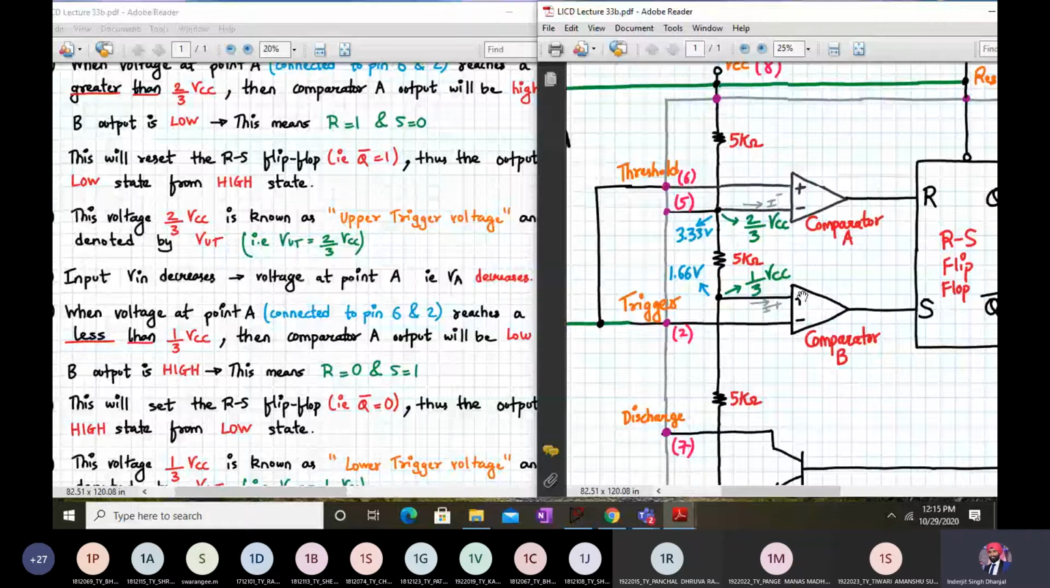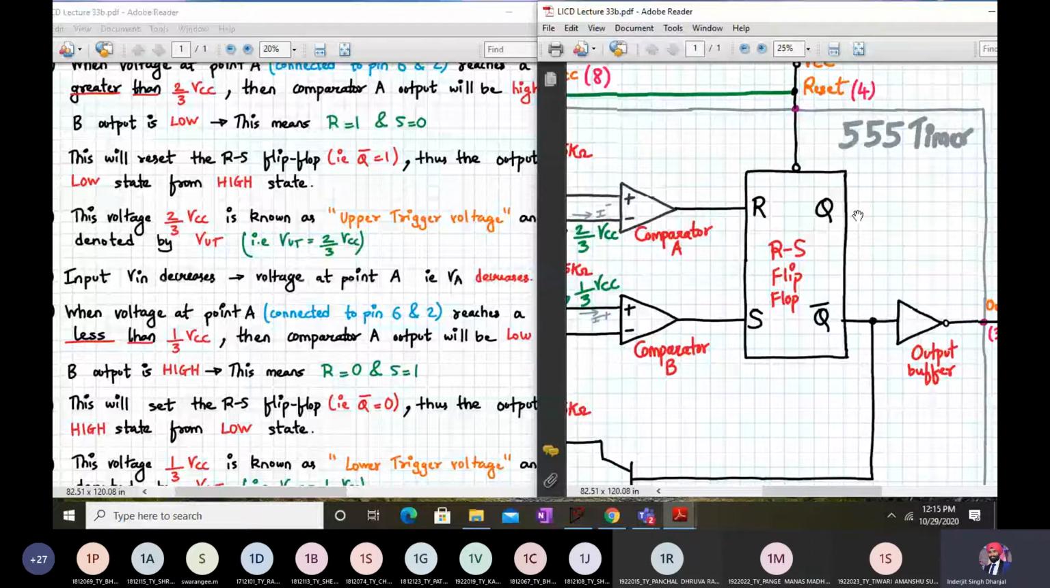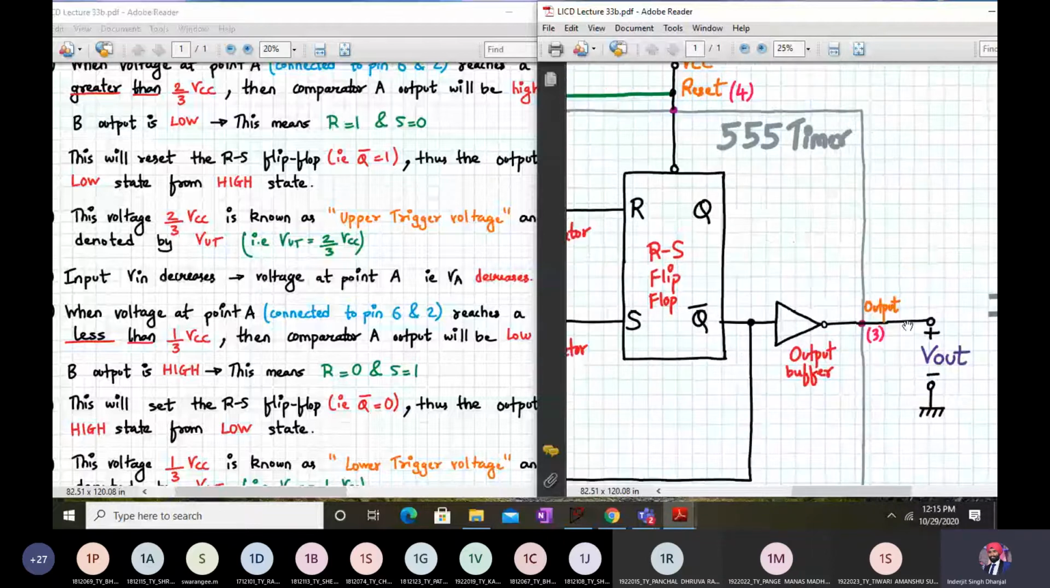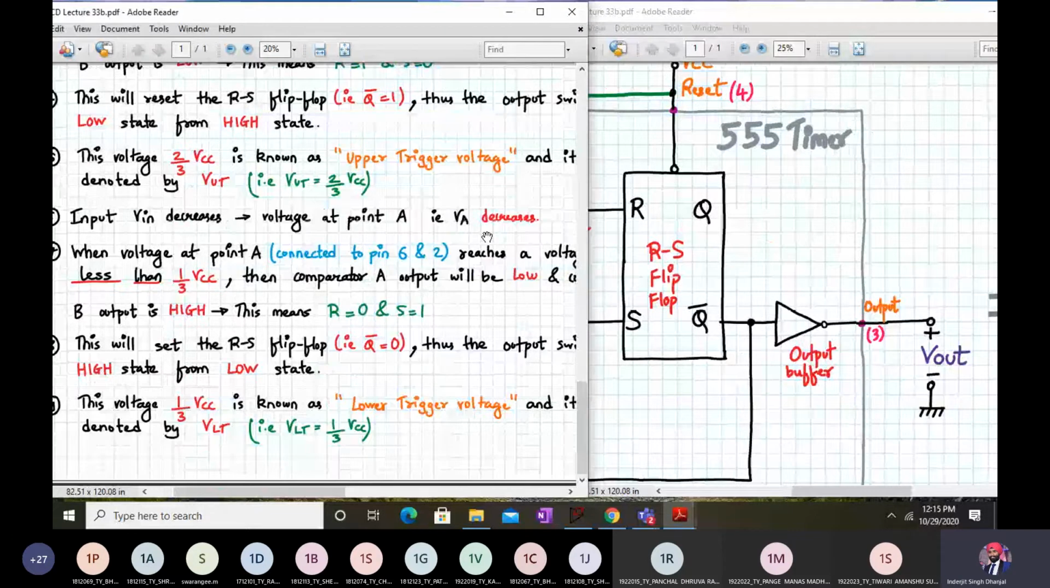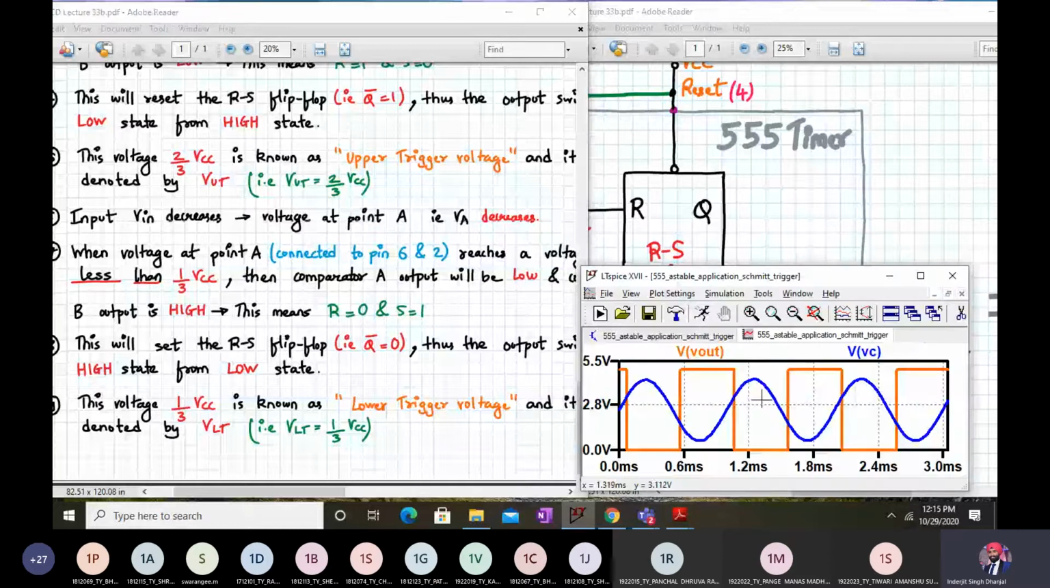That means S is 1 and R is 0. That will set the output. That means Q will be 1, so Q bar will be 0. Whenever Q bar is 0, my output will be high. So this will set the RS flip-flop, and the output will switch from low state to high state. Okay, let us observe that in the waveform. So over here, this blue color is the voltage at point number A. Whenever it goes below this 1/3 VCC point, the output will change state from 0 volts to plus 5 volts. Is this clear?